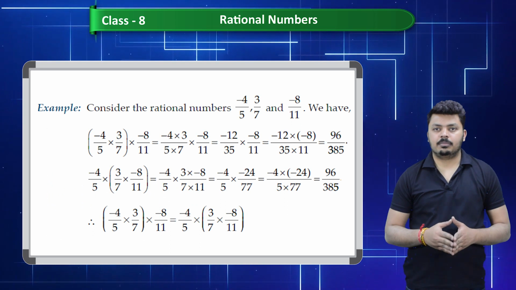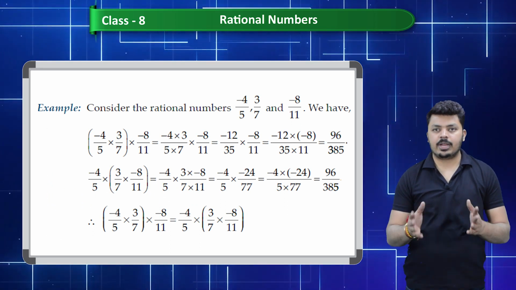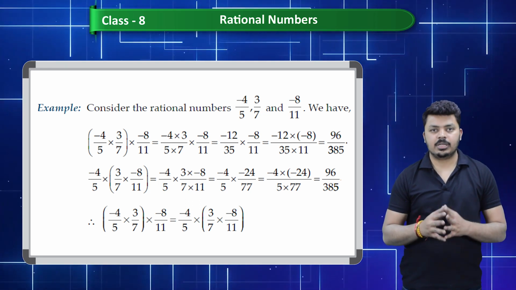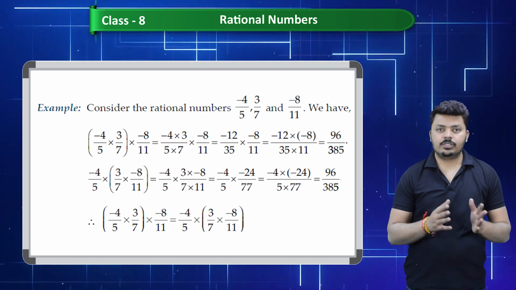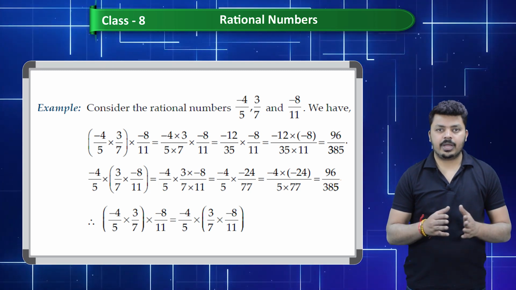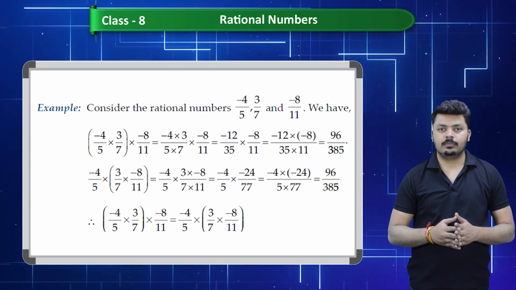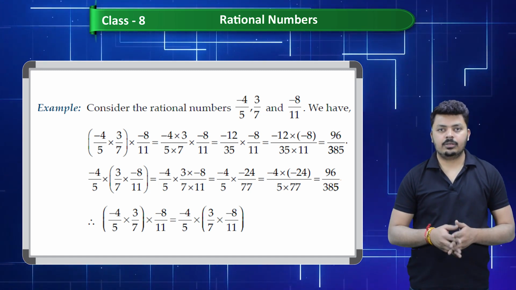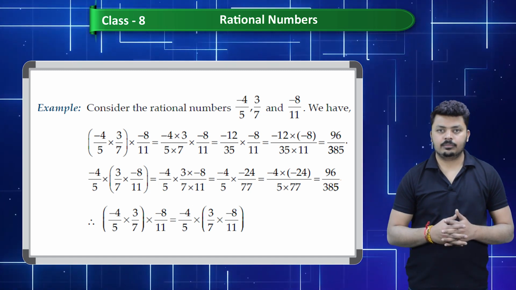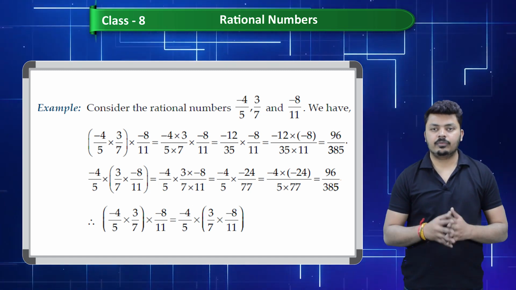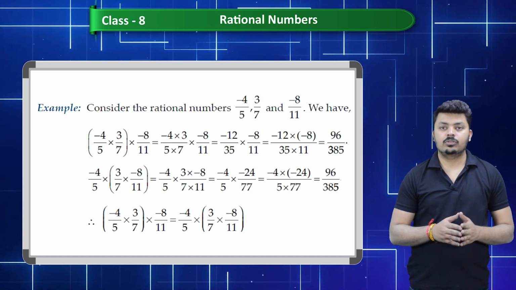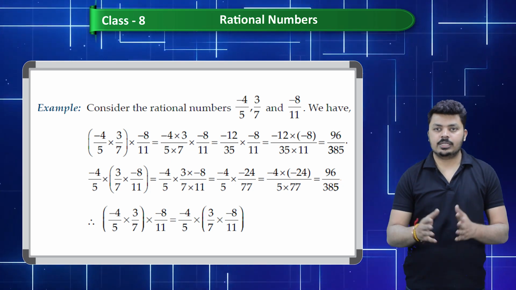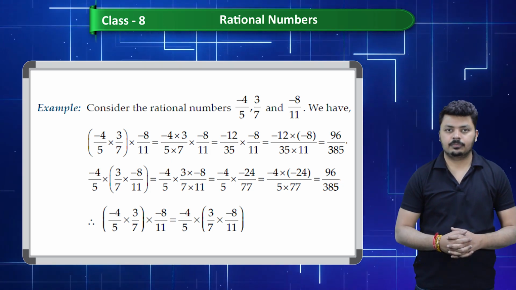Examples: consider the rational numbers minus 4 by 5, 3 by 7 and minus 8 by 11. We have minus 4 by 5 multiplied by 3 by 7, so the first two terms have been grouped together in a bracket, multiplied by minus 8 by 11, is equal to minus 4 into 3 by 5 into 7 multiplied by minus 8 by 11 equals minus 12 by 35 into minus 8 by 11 equals minus 12 into minus 8 by 35 into 11 equals 96 by 385.